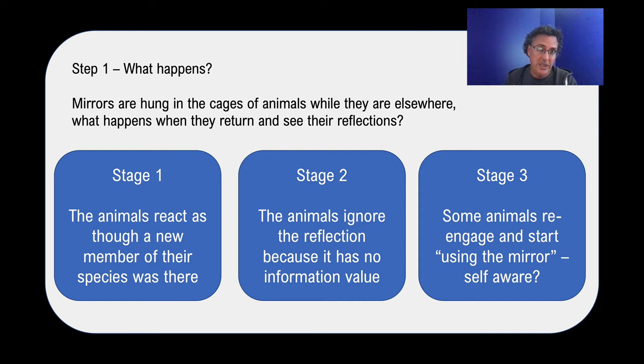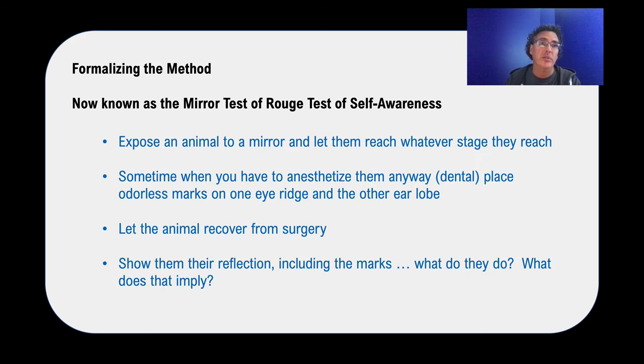So he wanted to come up with a much more formal experiment-like approach, a methodology that other people could replicate in different places. And so that gave birth to the mirror test, or it's sometimes called the Rouge test of self-awareness. And I'll explain to you why it goes by those two names. It's touching rouge in a mirror, so you'll see. But this was the formalization.